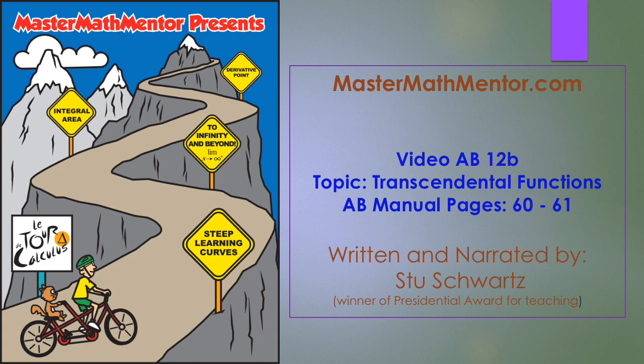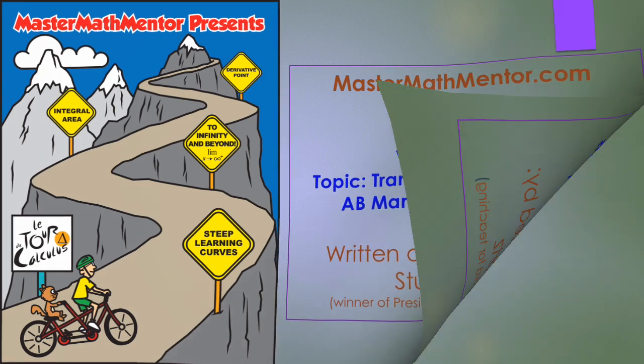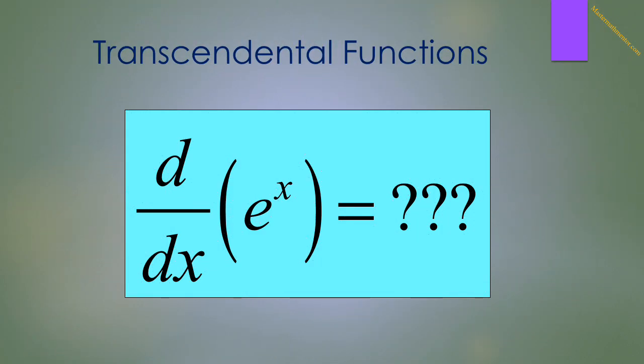This is video AB12b. The topic is transcendental functions, and this covers the AB manual pages 60 and 61. Let's start by trying to take the derivative of e to the x. It seems that this function does not fit any of the established formats: power, product, quotient, trig, natural log. It's not a power form because that form is x to a power.